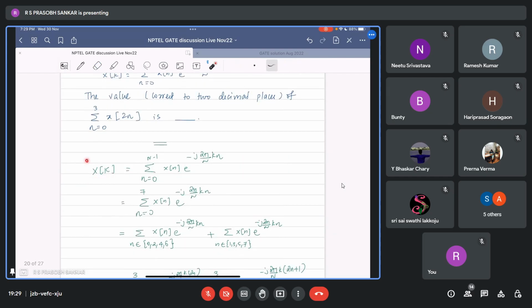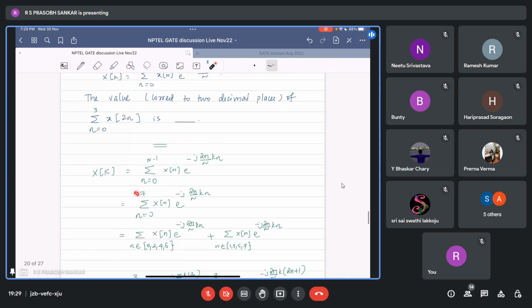So what do we have? I have X of k. This is the DFT. This is given by the summation n equal to 0 to 7 of x of n e raised to minus j 2 pi by N k n, where N equal to 8 here. Now this summation I can write in two parts. I can take all the even terms and odd terms separately. So what do we have? n equal to 0 to 7. I can write it as the summation over n in 0, 2, 4, 6, plus the remaining terms, n in 1, 3, 5, 7.